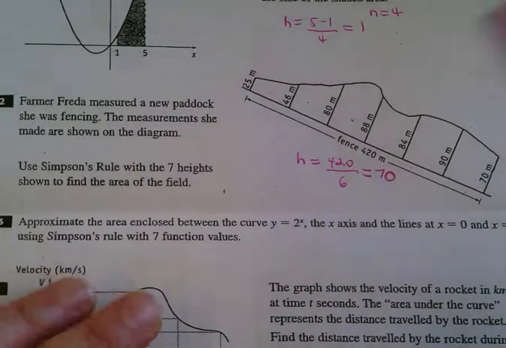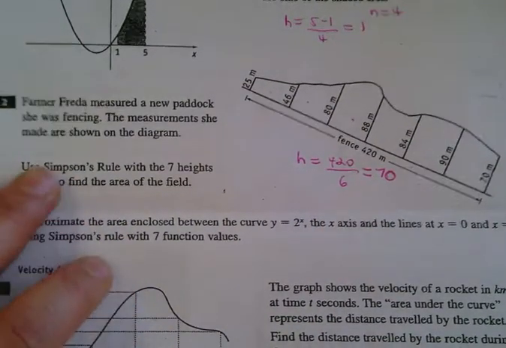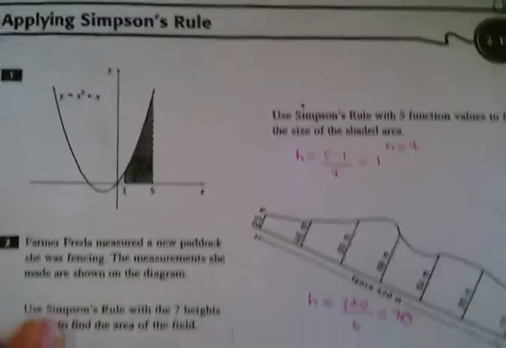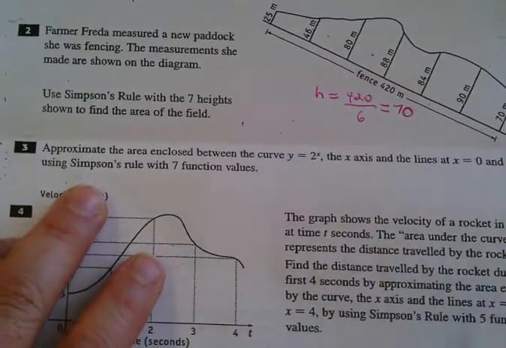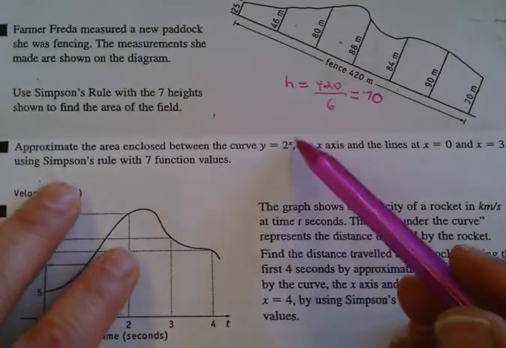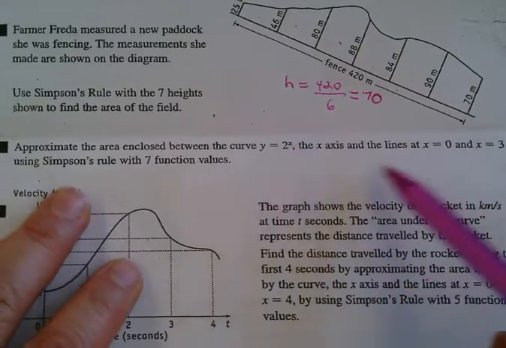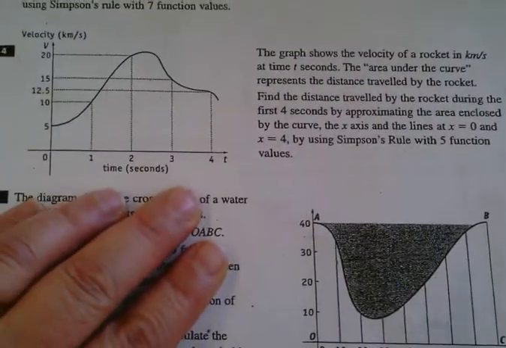Right, this is Simpsons rule. This question, this page, you can do those at home. This as well, you can do that at home. Y equals 2 to the power of x. You should know how to sketch that. Do up a table of values. Now let's look at question 4 and 5.